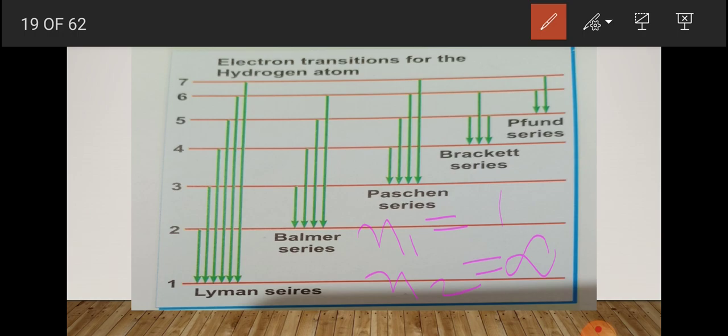One more point, for the spectrum line of lowest energy. I have talked about the highest energy, and if I talk about the lowest energy, meaning longest wavelength, then for Lyman, N1 will be 1 and N2 will be 2.